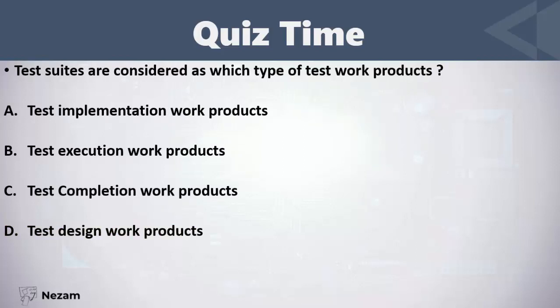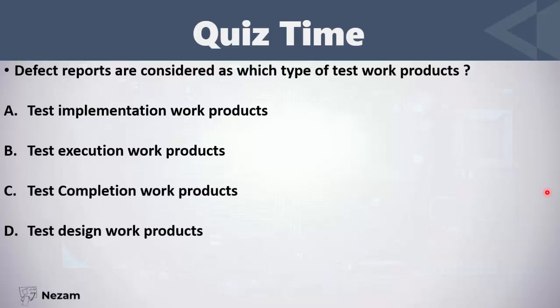Test suites are considered as which type of test work products? Test implementation, test execution, test completion, or test design. Test suites are part of test implementation. After designing the test cases, we create test procedures and test suites and then we execute them.